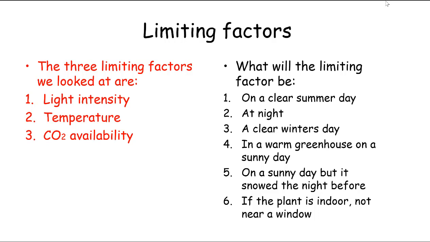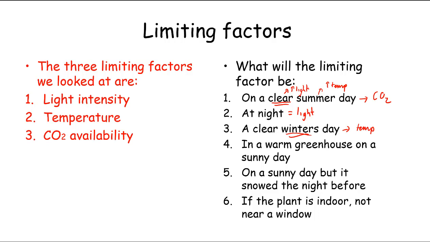So for each of these, clear summer day, the limiting factor is probably going to be carbon dioxide, because it's clear, so there'd be a high light intensity. Summer, there'd be warm temperature, so it's likely to be carbon dioxide availability. At night, it's obviously going to be light. A clear winter's day, when it might be colder, might be the temperature.